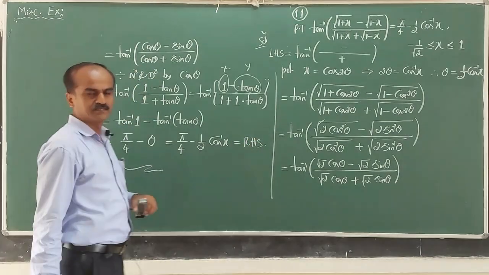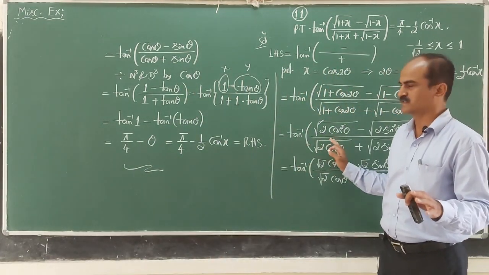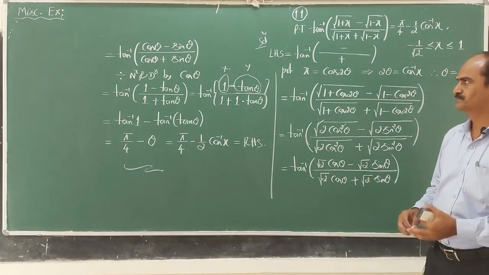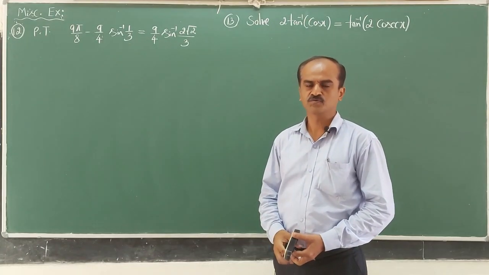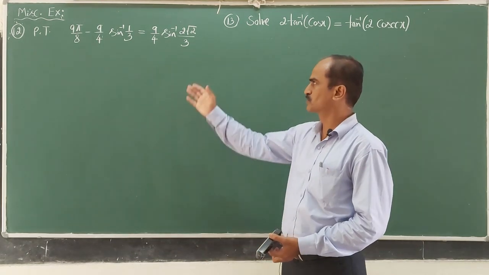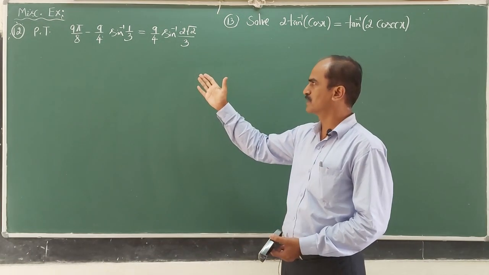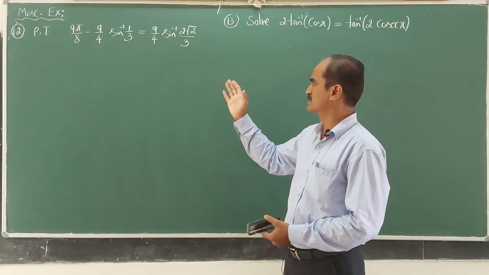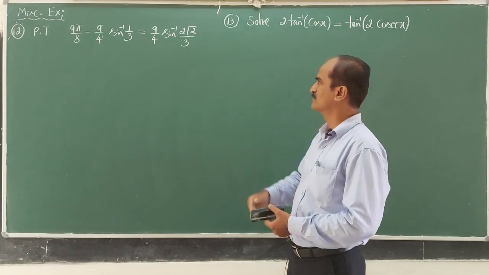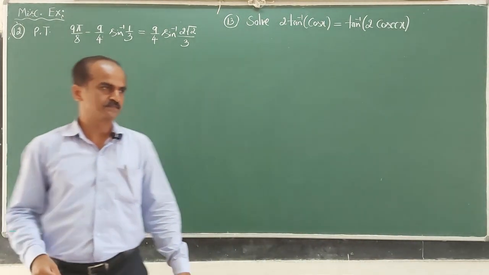That completes the example. I hope you followed all the steps here. It is quite simple. Now let us move on to the next question. In the 12th question, we had to show that 9 pi by 8 minus 9 by 4 times sine inverse 1 by 3 is the same as 9 by 4 times sine inverse of 2 root 2 by 3. Now let us proceed.